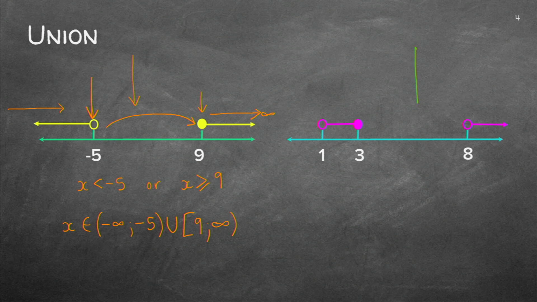Let's do another example. The one on the right-hand side would say that x is greater than 1, which is not included, less than or equal to 3, or x is greater than 8. Writing this in interval notation, we'd say that x is an element. Our first value is 1, which is not included. The end of that bit of the set is at 3, which is included. We then say union. The first value of the next part of the set is 8, which is not included, and that will go all the way to positive infinity.